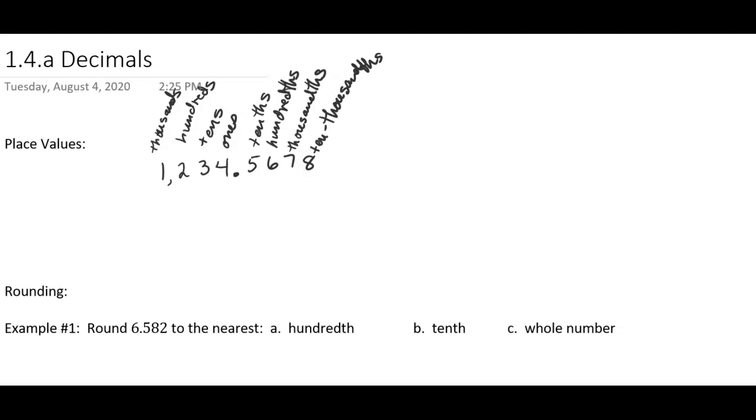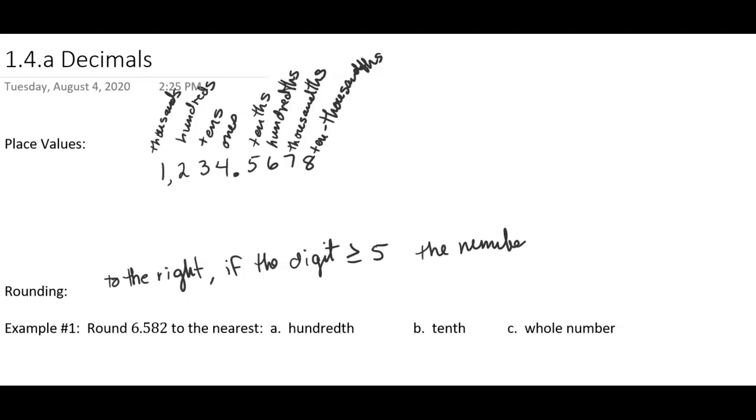What's important with this is rounding. We're going to use what we call straight rounding rules. If you're rounding to a particular place, you look to the right. If the digit is greater than or equal to 5, it rounds up. If not, then it's not going to round up.